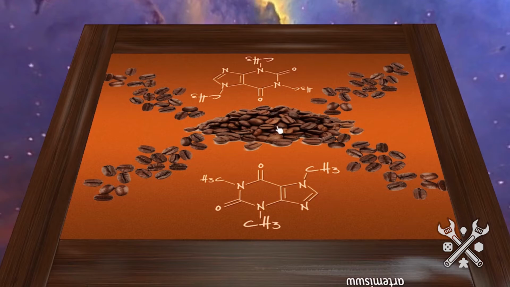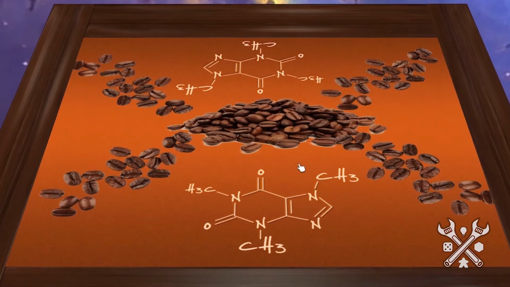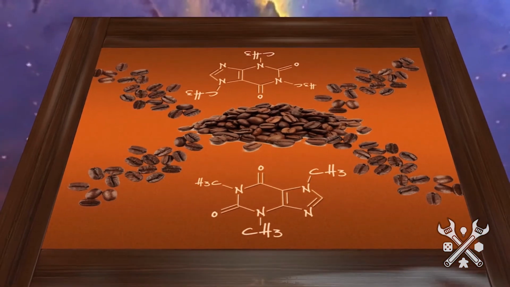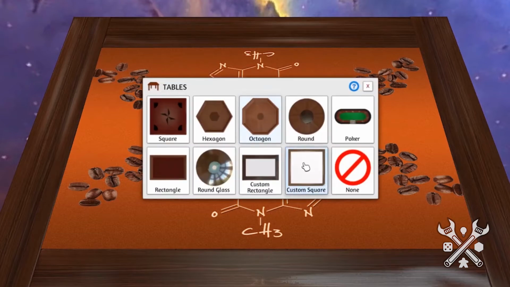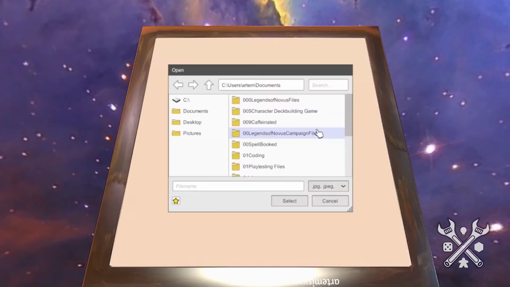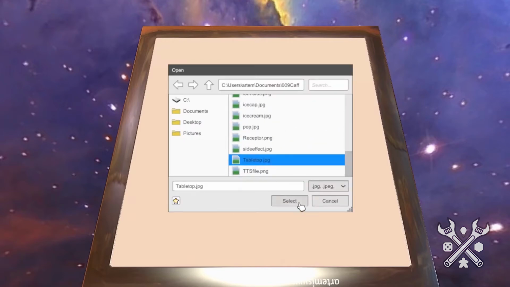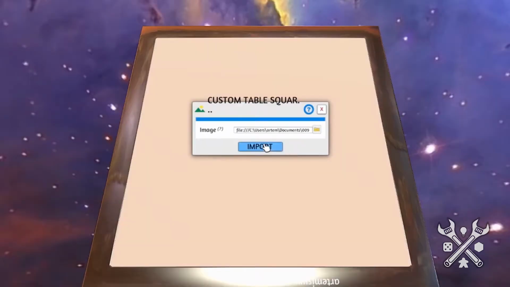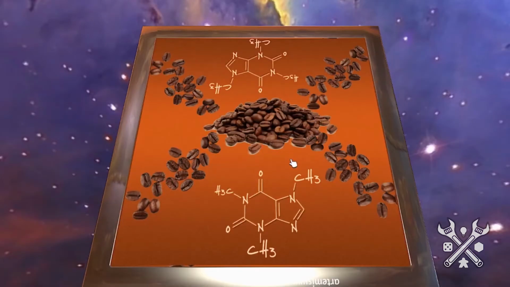So there we go. Now this one isn't quite to plan here. I might have made this one as a square, so let me just pull up tables, custom square, find my table, go into my game, and see if it looks better as a square. I can't remember, it's been a while. There you go, looks better as a square.